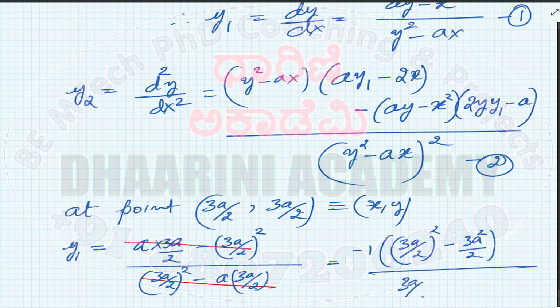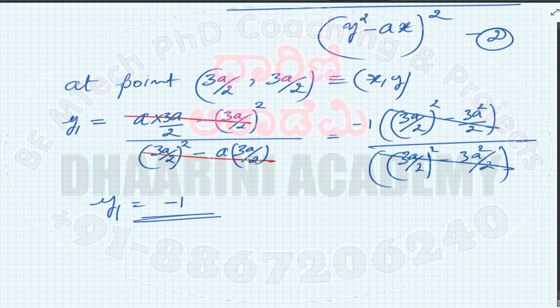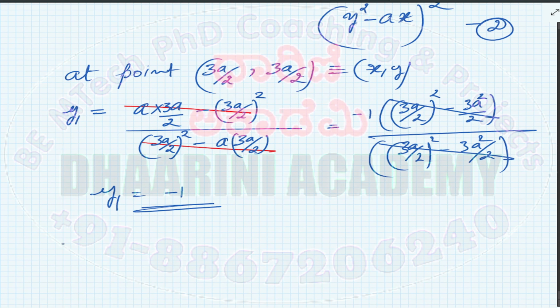This is 3a by 2 the whole square minus 3a square by 2. Now you see, what is this? They will definitely cancel, right? They are same. What is left? Minus 1 is left. Okay, so like this, the y1 becomes equal to minus 1. So similarly, I need to substitute and calculate the y2 value, right? And y2 is equal to, what you are supposed to do, put everywhere, wherever you see a y, it should be 3a by 2.